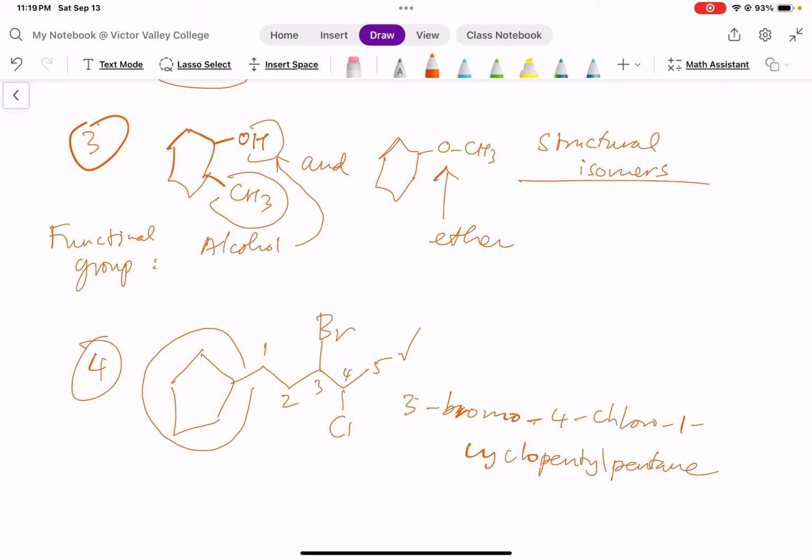Okay, so I would suggest you draw those structures on a piece of paper or on a notepad, and try to come up with a name yourself, or try to come up with the information yourself, and then check the answer key, check the answer here.